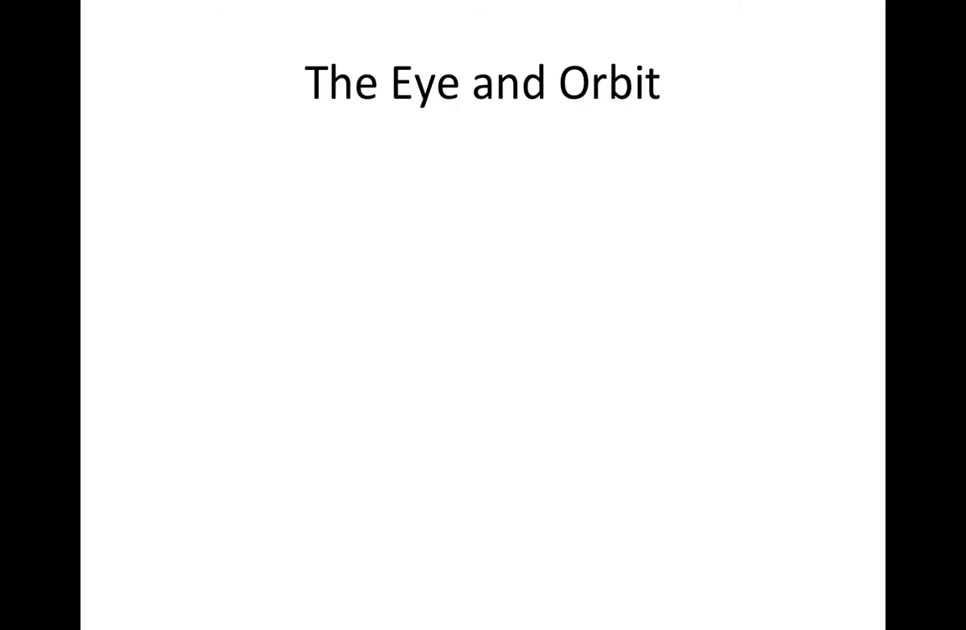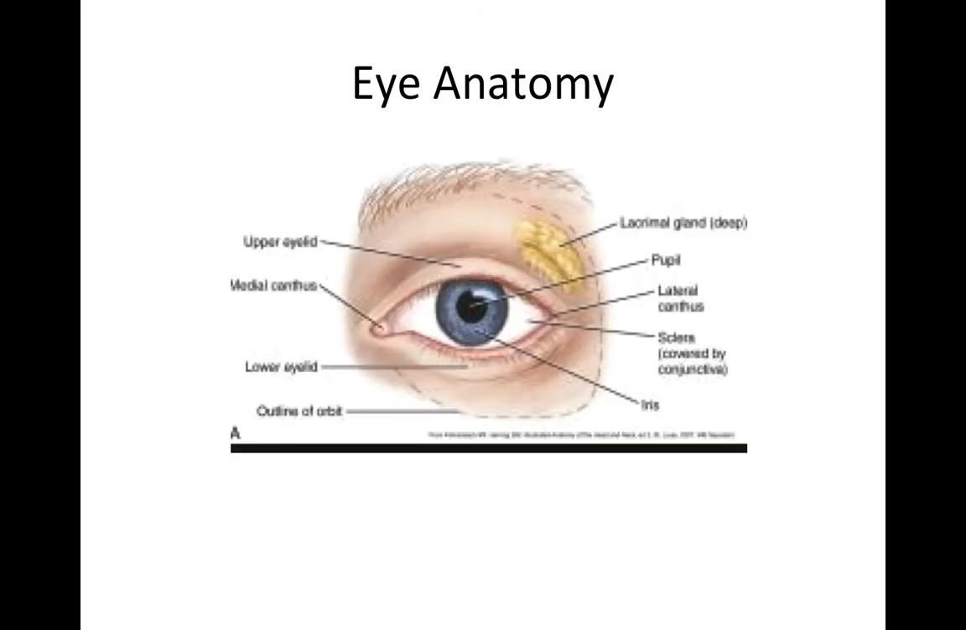All right, so moving along to the eye and the orbit. When we look at the eye, there are some basic aspects of the anatomy that we do need to know. This is the medial side. This is the lateral side of the eye. We can see on the lateral side, we have what's called the lateral canthus. The canthus is just kind of that corner of the eye. You have a lateral canthus and a medial canthus. Of course, we have an upper eyelid and a lower eyelid.